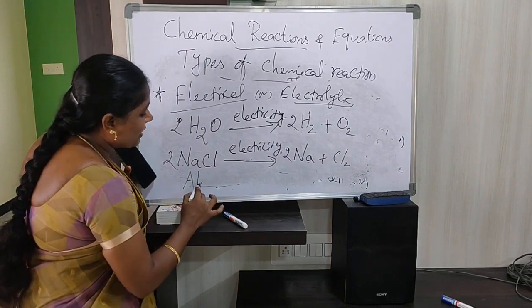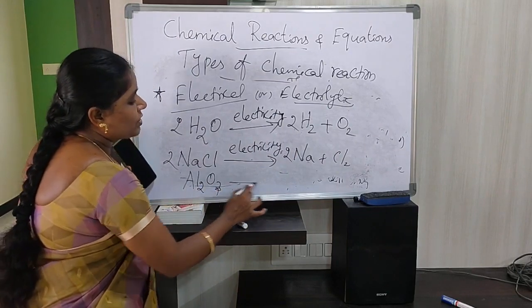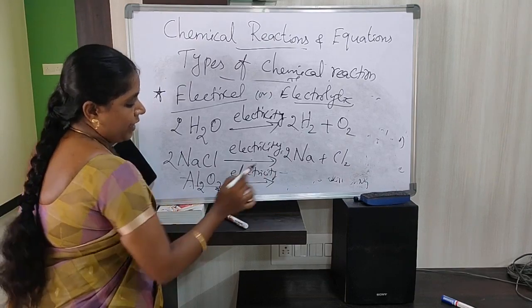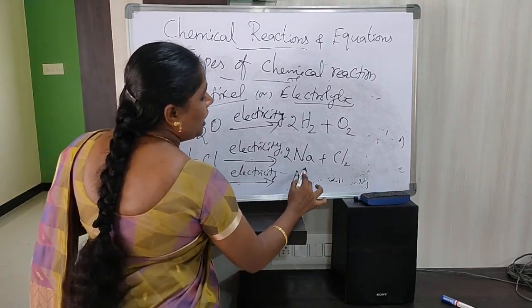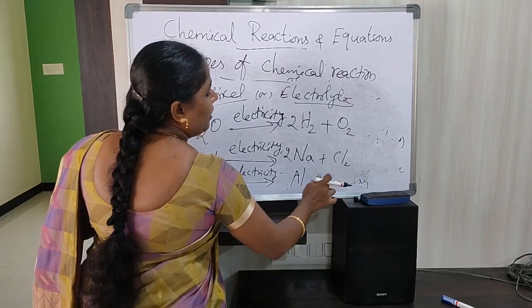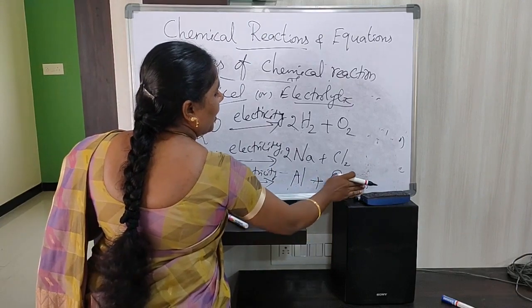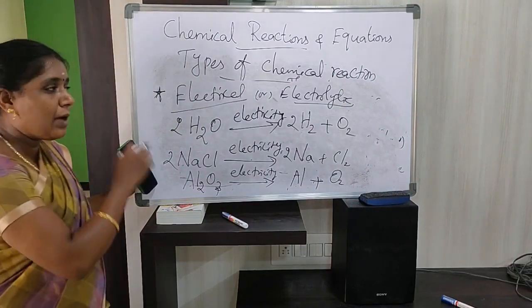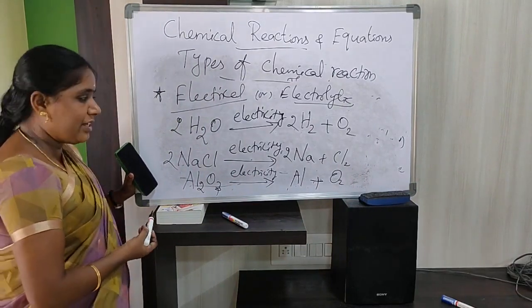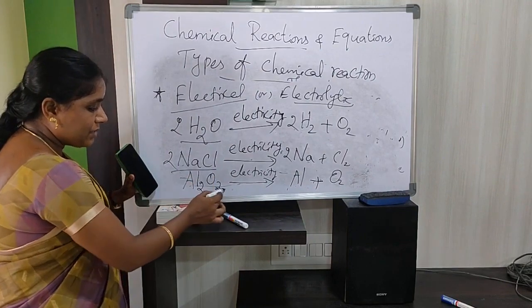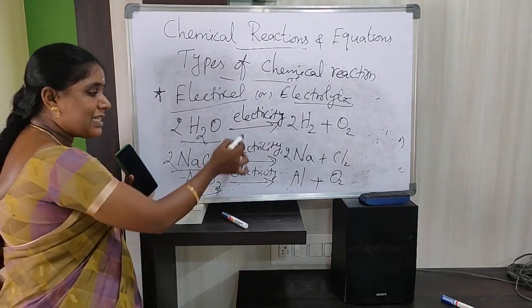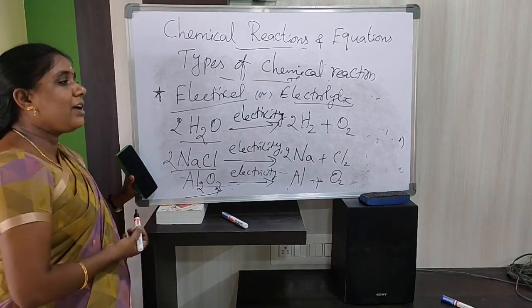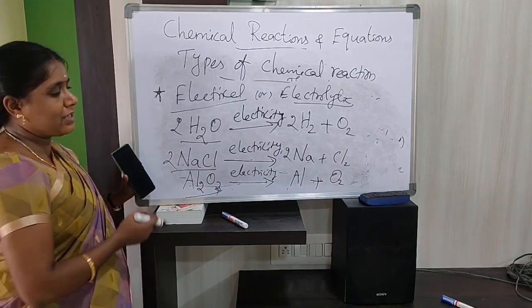Same like this, one more example, aluminium oxide. In presence of electricity, it forms aluminium and oxygen. So these are some examples of electrolytic decomposition reaction, because a single substance decomposes in presence of electricity to form two or more substances. So these are electrolytic decomposition reactions.